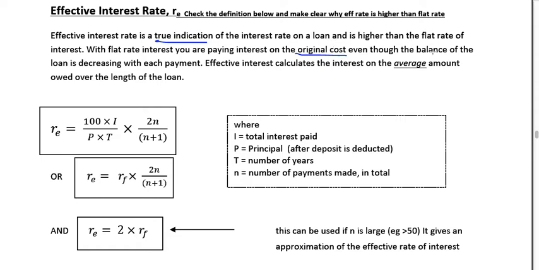Now in actual fact, the balance of the loan, or the balance that you owe to the shopkeeper that's offered you this hire purchase agreement, is actually decreasing, because every time you make a payment, what you owe to them is much less. So what the effective rate of interest does is look at the average amount that you owe on the length of the loan. So over that length of the loan, how much do you owe on average? And then the formula will calculate the effective rate on that average amount.